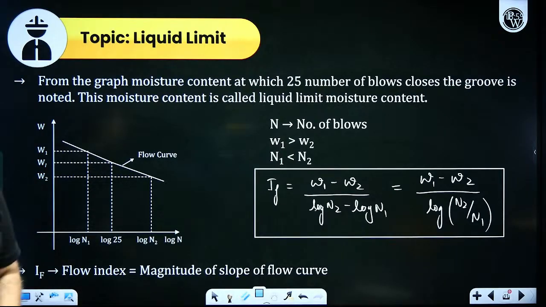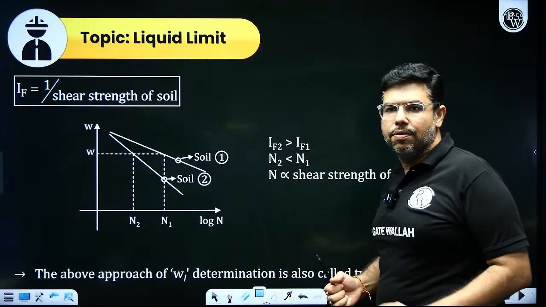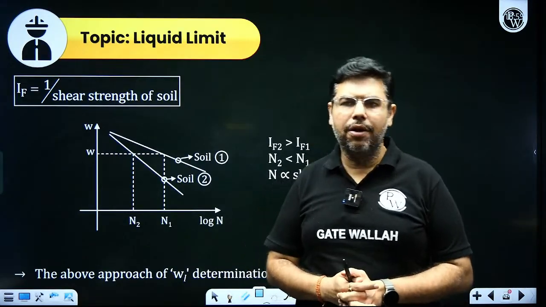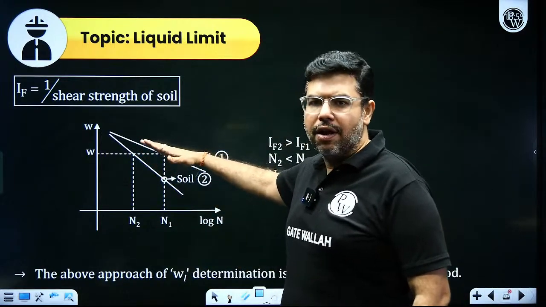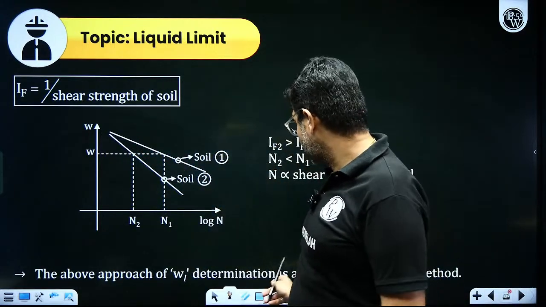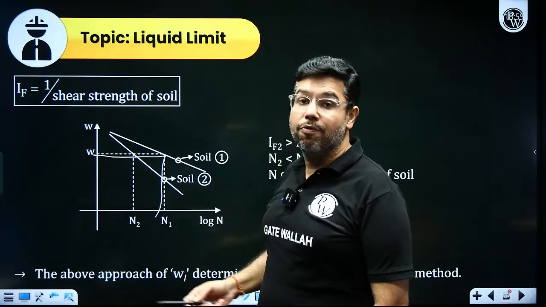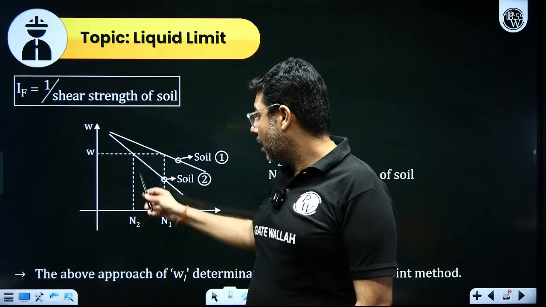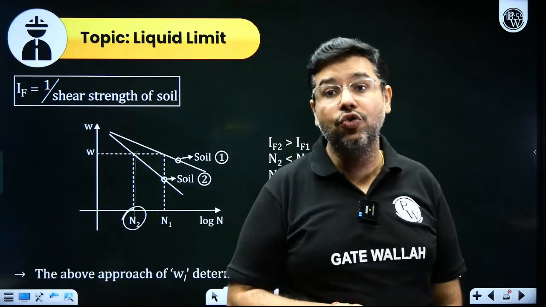Done till here? No doubts. Very good. Now let us take two soils. Both soils will have different IF values. Soil 2 has more IF, soil 1 has lesser IF. So at the same moisture content, soil 1 takes a large number of blows and soil 2 takes a lesser number of blows, and the number of blows is directly proportional to shear strength.